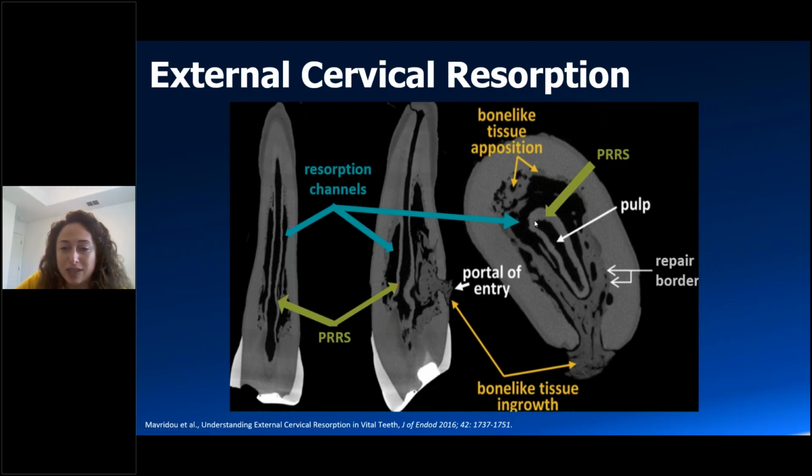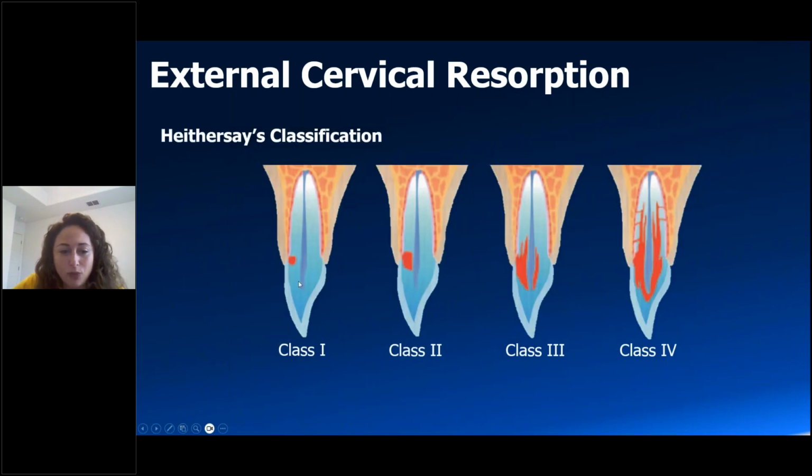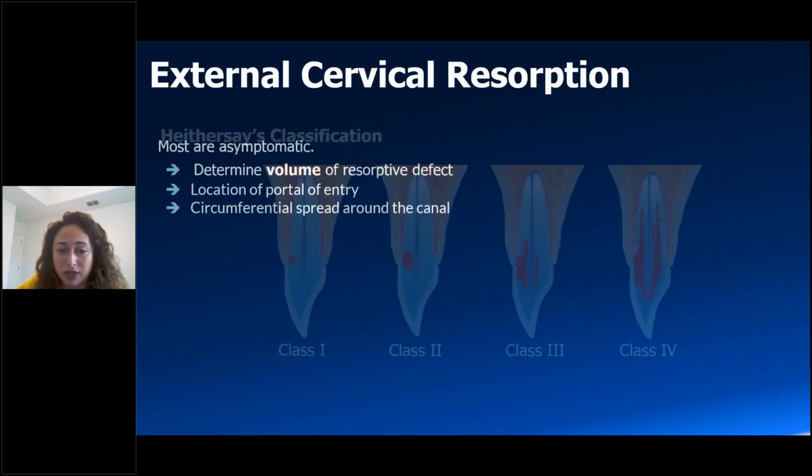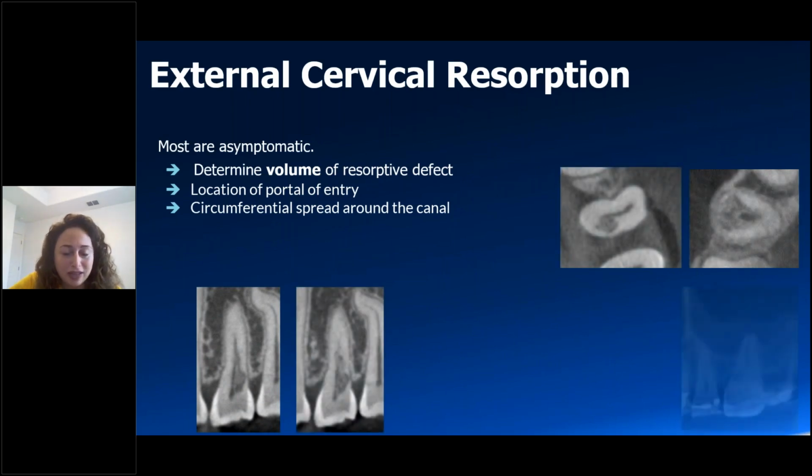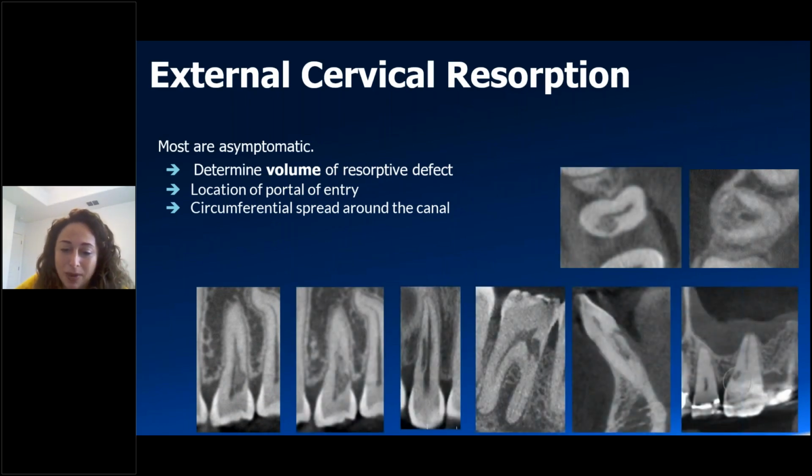So it keeps on spreading. And for the longest time, we've used Heithersay's classification to determine what extent this resorption is and whether we should treat it or not. But there have been multiple studies, especially using CBCT, that talk about a three-dimensional approach to that root resorption. And we're talking about it more than other findings, just because it's very common.